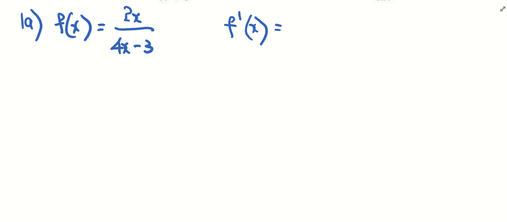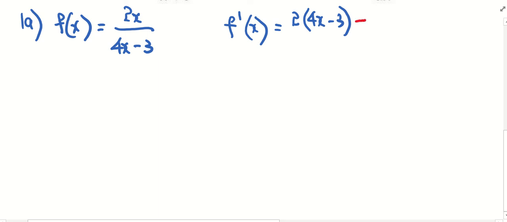Step 1 of the quotient rule. Differentiate the top. When I differentiate the top, what do I get? 2. So let me write down 2. Keep the bottom, so I copy the denominator. After that, remember to write minus. After that, what do we do? Differentiate the bottom. What do we get if we differentiate the bottom? Is it 4? 4. Very easy.